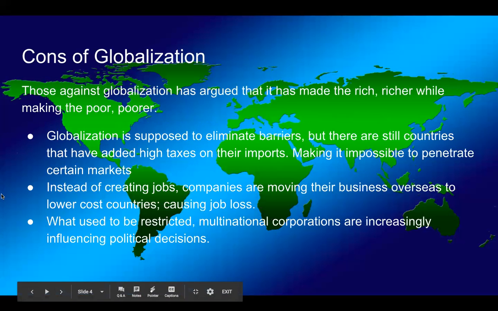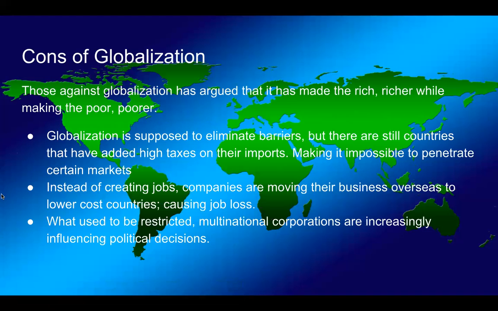Some cons of globalization. Those against globalization have argued that it has made the rich richer while making the poor poorer. A few cons are that globalization is supposed to eliminate barriers, but there are still countries that have added high taxes on their imports, making it impossible to penetrate certain markets. Instead of creating jobs, companies are moving their businesses overseas to lower cost countries, causing job loss. What used to be restricted, multinational corporations are now increasingly influencing political decisions.